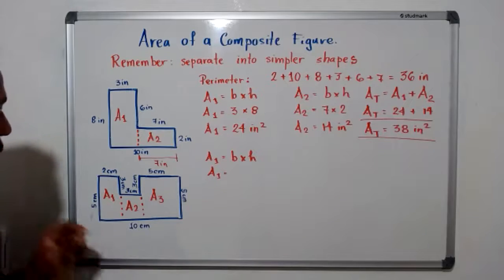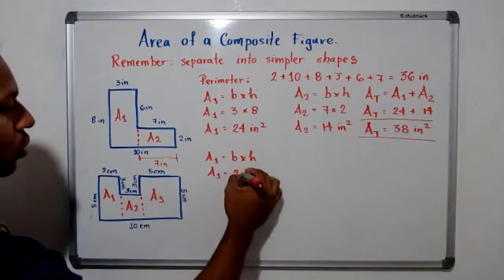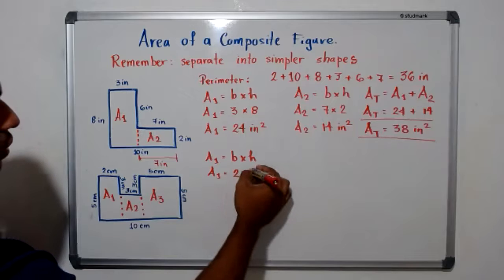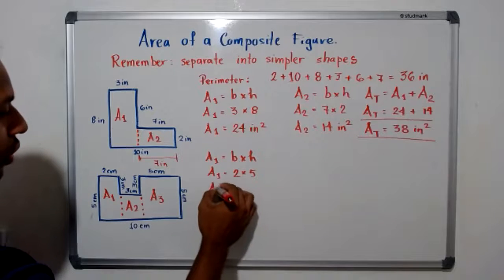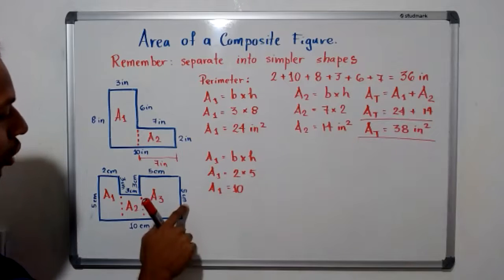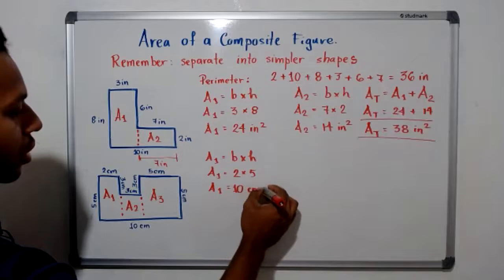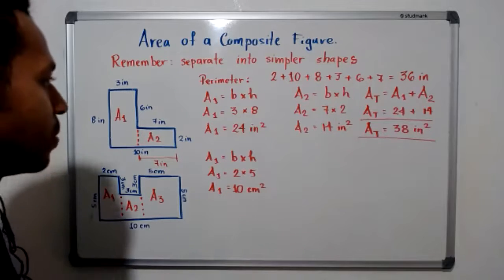Base is 2 and height is 5. Yeah, 2 times the height, 5. So what is the first area? 10 square centimeters. No, we are using centimeters, not inches. Square centimeters.